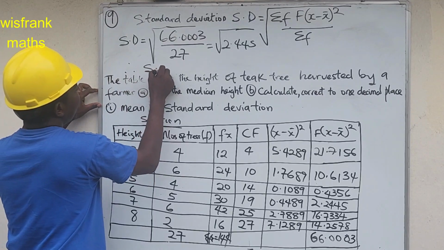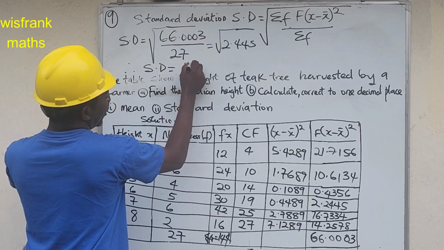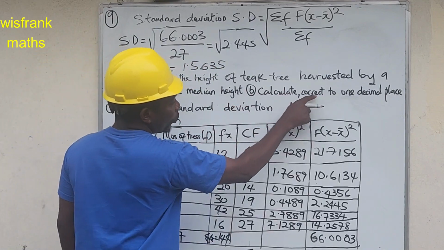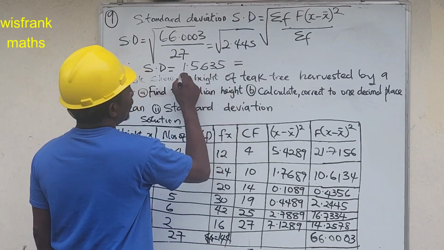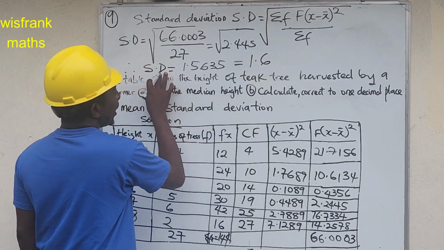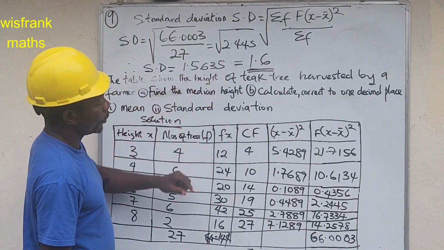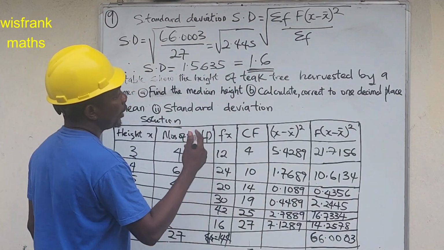Therefore, our standard deviation equals, when we work this out, 1.5635. But the question says calculate correct to one place of decimal, and this is not one place of decimal. So we are going to have 1.6. So the standard deviation is 1.6. This is one place of decimal of that solution. So that is the answer, 1.6, and it solves the problem.